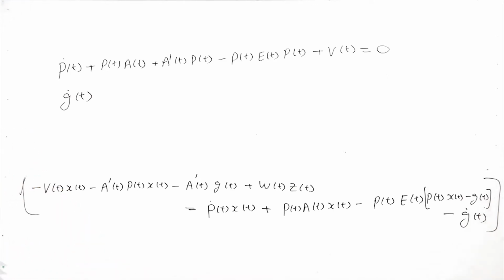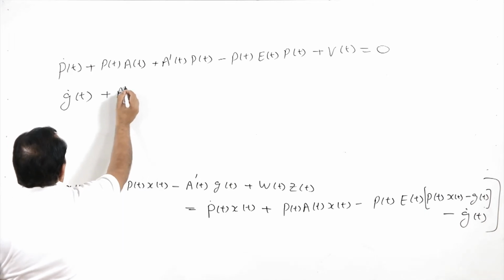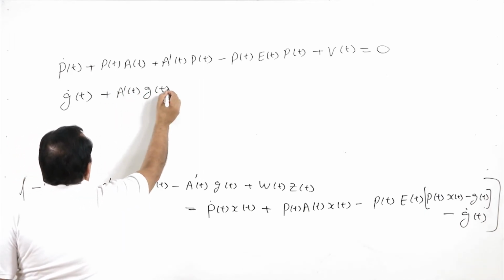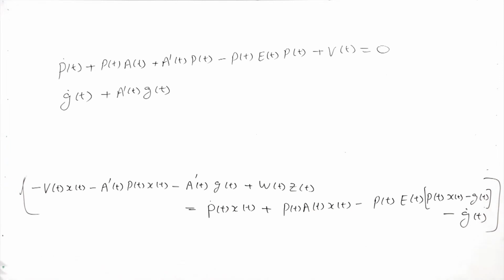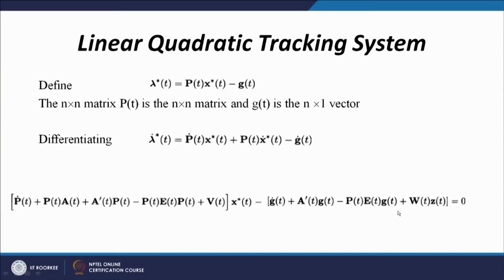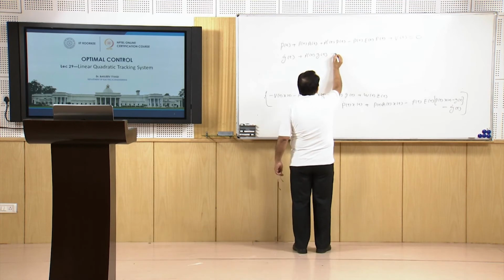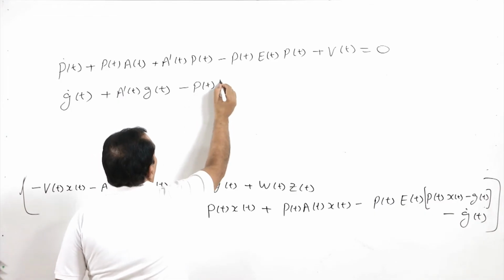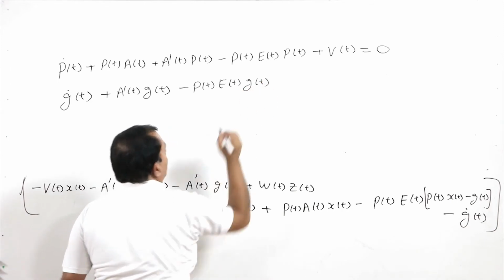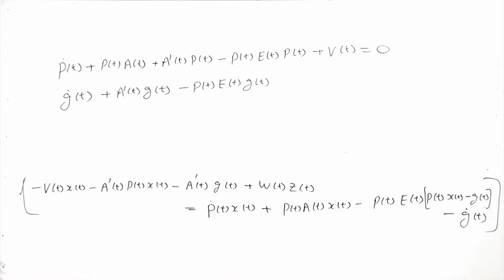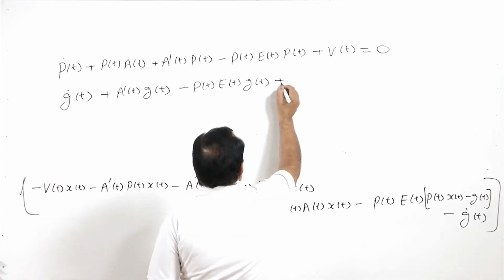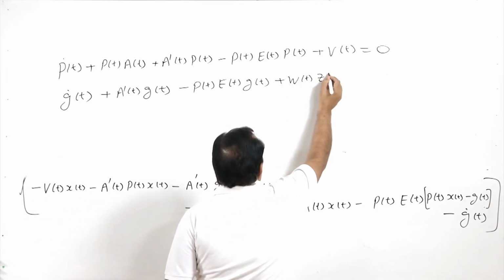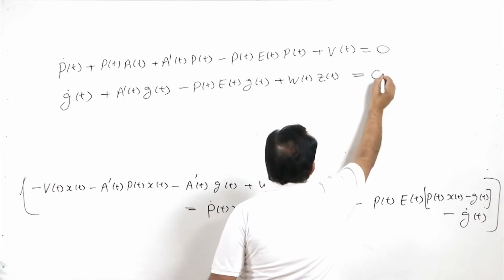Similarly, g dot of t plus a prime g minus p e g plus w t z t, this must be equal to 0.